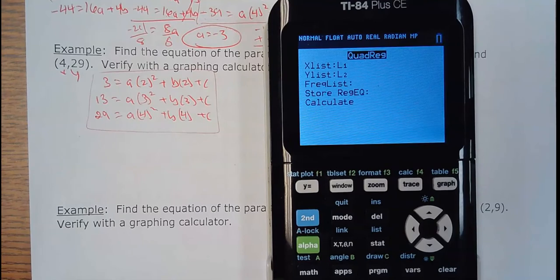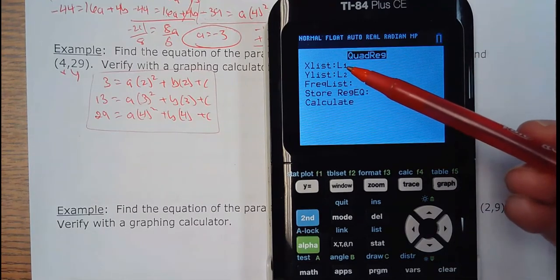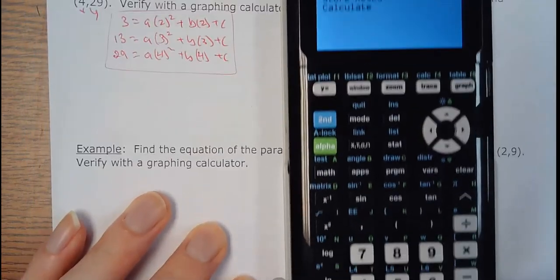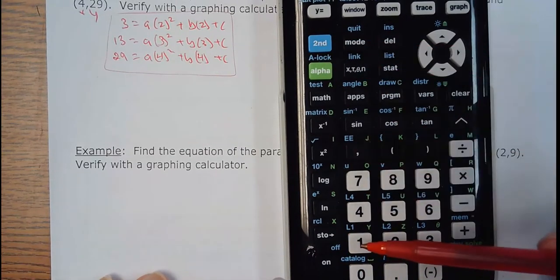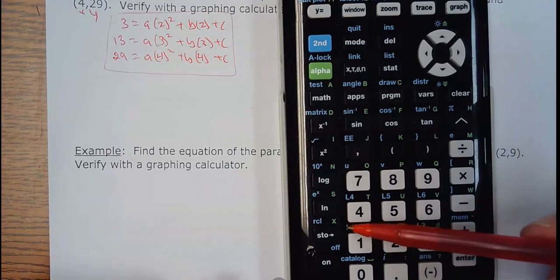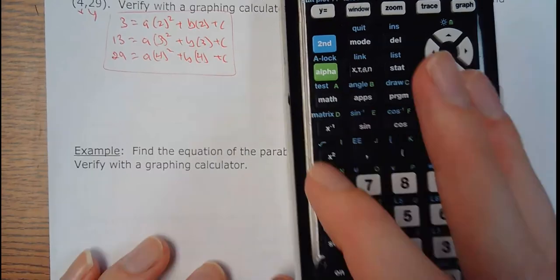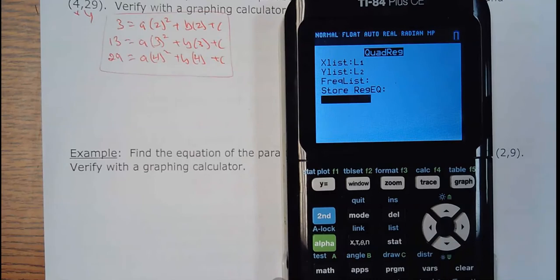So I hit enter. For the X list, I want L1, which is probably already yours. Now, if it was not, if you see right above these, we have an L1, L2, L3 above the buttons. You'd push second and then the number 1, and that gives you the blue. So the second button is blue, and that's blue. So second L1, if it's not already that. I'm going to go down, and you could really just skip down to calc.